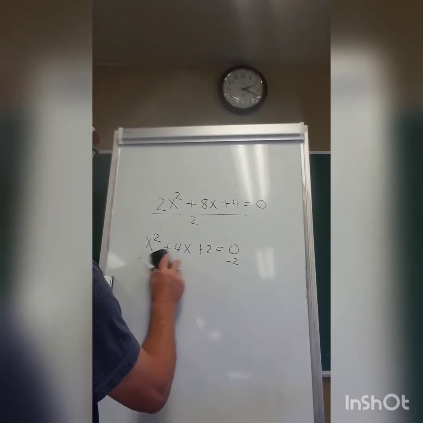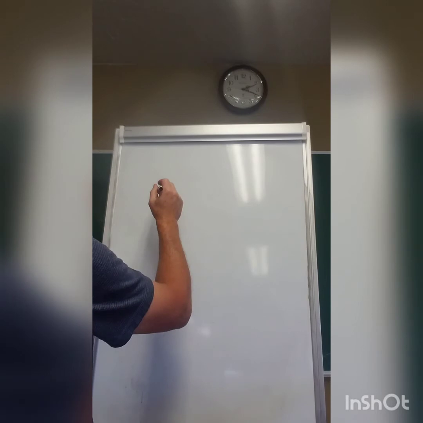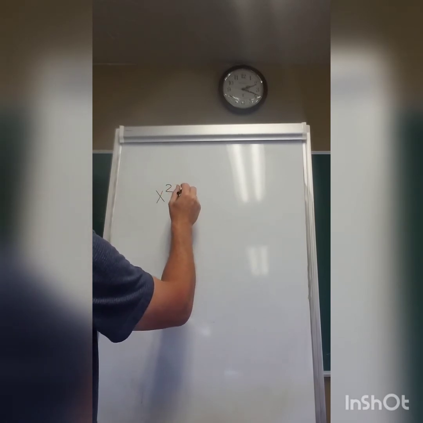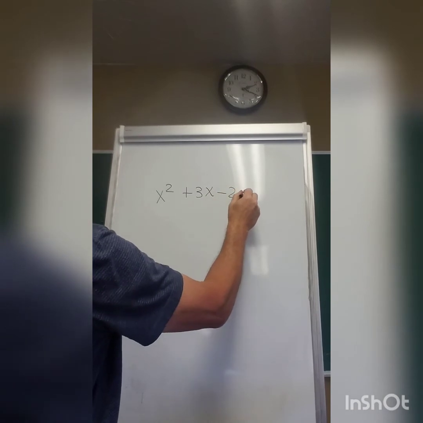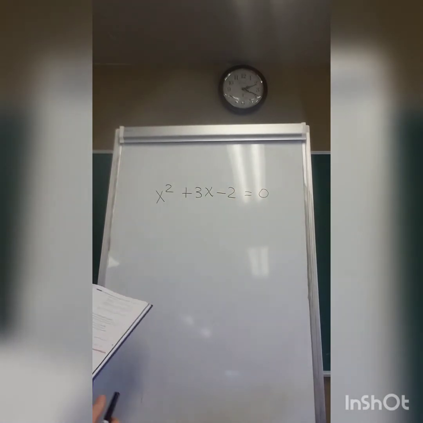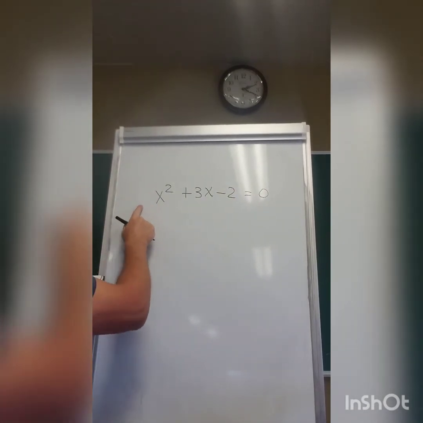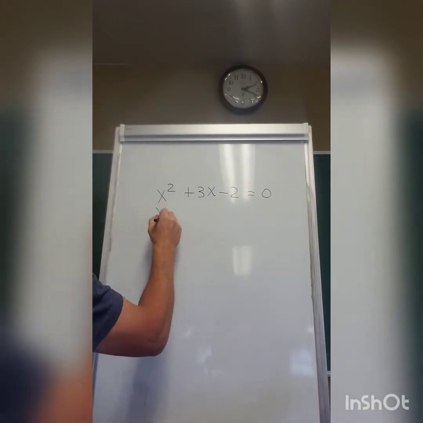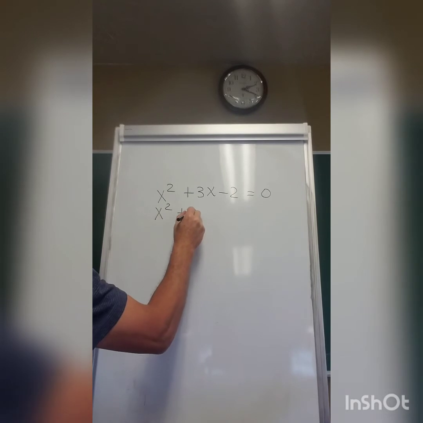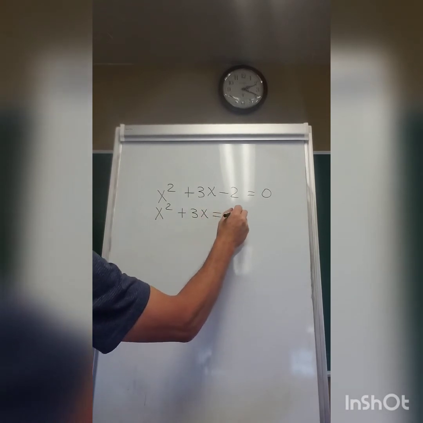Let's go to the next page. Sometimes it doesn't come out evenly. It's a fraction form. So x squared plus 3x minus 2 equals 0. Remember the first step. In this one, there's no coefficient here, so you can just immediately move the constant over to the right side. You have x squared plus 3x equals 2.